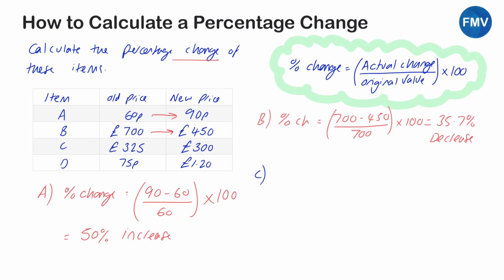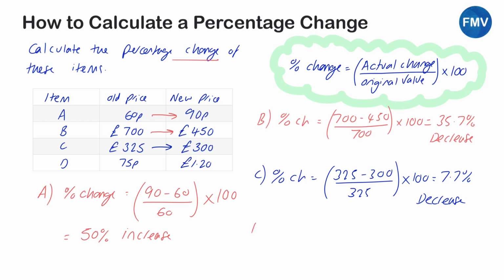Let's look at question C. So now again, percentage change is equal to the difference. Well, that is 325 minus 300 over the original, which was 325, multiplied by the 100, and that gives us 7.7% to one decimal place. So this is going down, so it's a decrease.